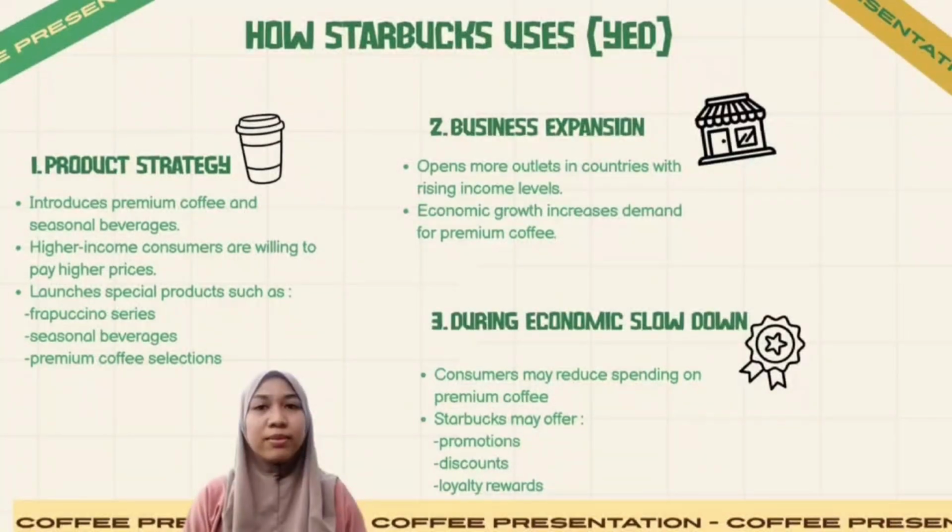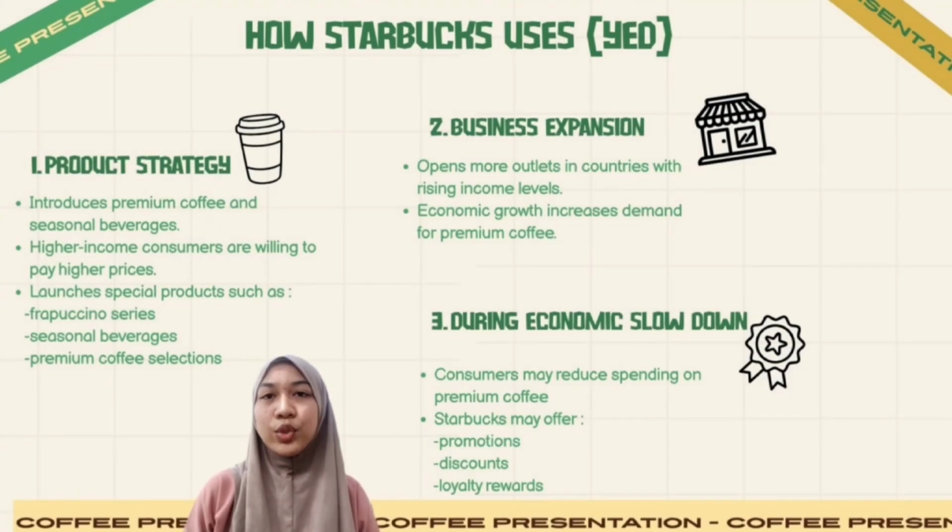Starbucks uses this information to make business decisions. When consumer income is expected to rise, Starbucks can introduce more premium drinks, seasonal beverages, and exclusive menu items because customers are more willing to spend. For example, Starbucks often launches special drinks such as the Frappuccino series, seasonal beverages, and premium coffee selections. These products usually have higher prices, but customers with higher incomes are still willing to purchase them.